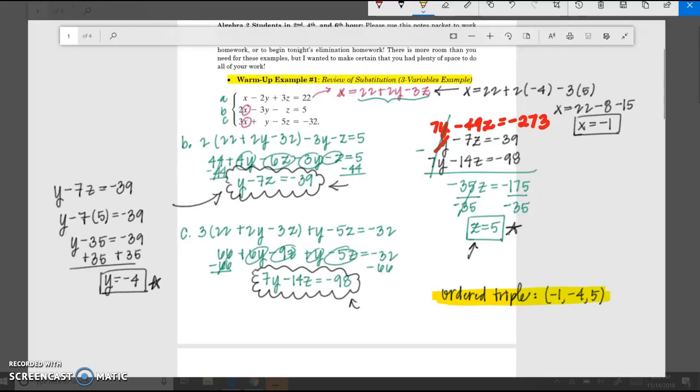So we're going to go ahead and move forward now in our next video to talk about how we can take on these kinds of problems with elimination being our first step instead of substitution. So go ahead and open up that next video to see what that process is going to look like.